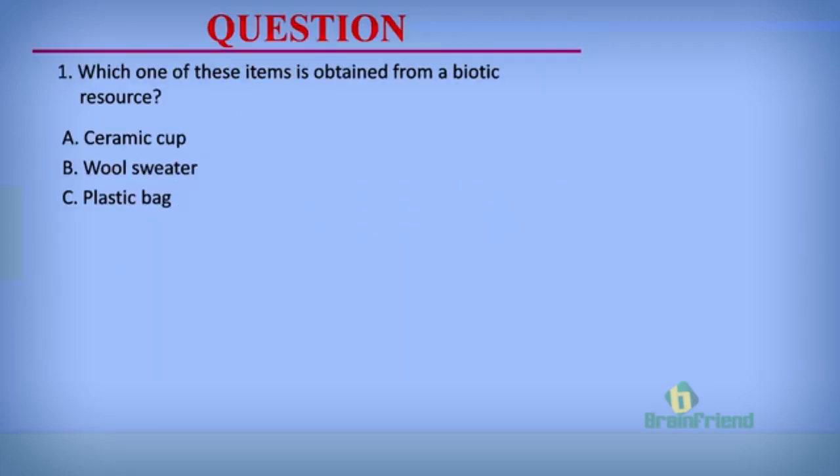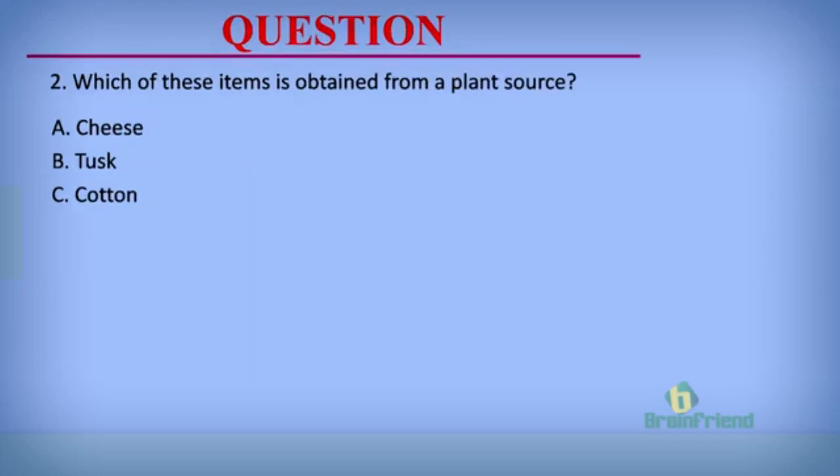Before we conclude today's class, I'd like us to take these questions to find out how well you learned from today's lesson. Question 1. Which one of these items is obtained from a biotic resource? We have option A, ceramic cup, B, wool sweater, C, plastic bag. The correct answer here is option B. Wool is a material that is gotten from a biotic resource. It is gotten from animal sources and can be used to make a wool sweater.